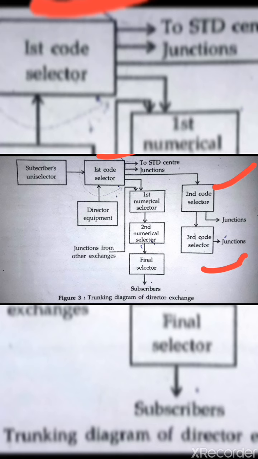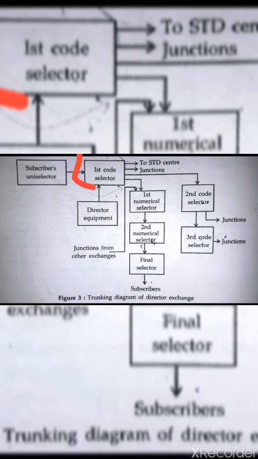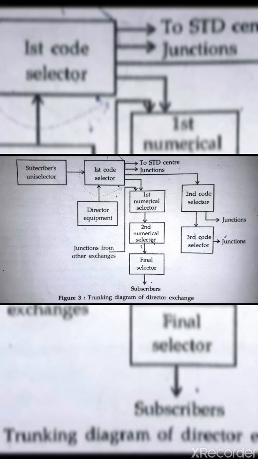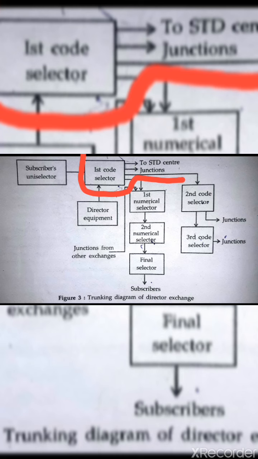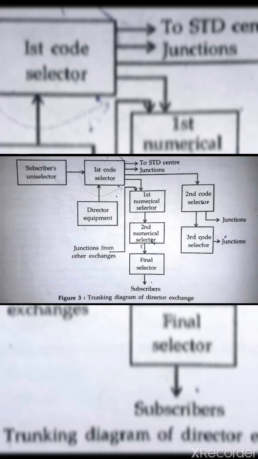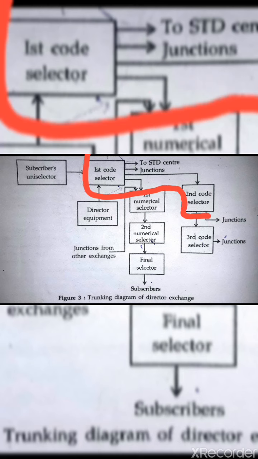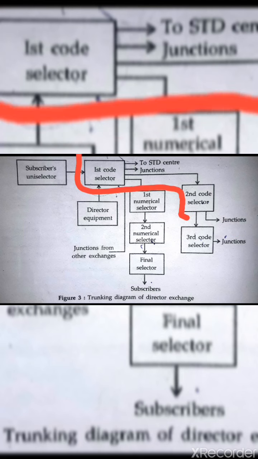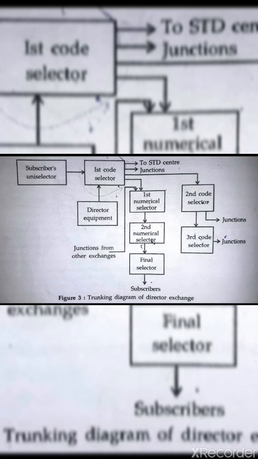The first code selector routes a local call from its level 1 to a final selector via first and second numerical selector, that is the route for a local call. Junction calls are routed from the first code selector via second code selector, or first code selector via second code selector and third code selector.